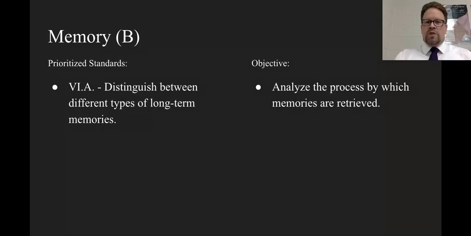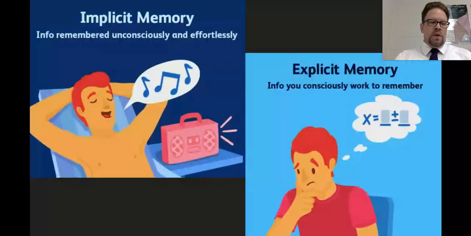All right, this is Memory Section B lecture, our prioritized standard 6A. Objectively, we're going to analyze the process by which memories are retrieved. How memories are retrieved has to do with whether the memories are implicit memories, which is a memory that has not deliberately been learned or of which you have no conscious awareness, or if it's an explicit memory.